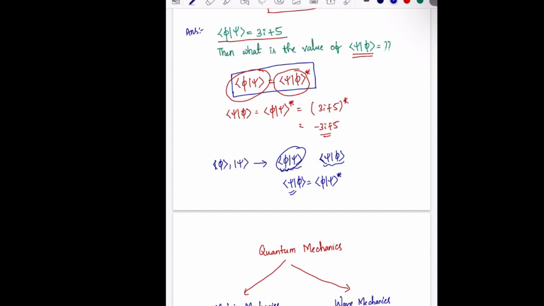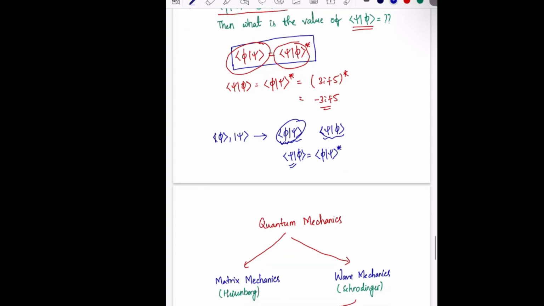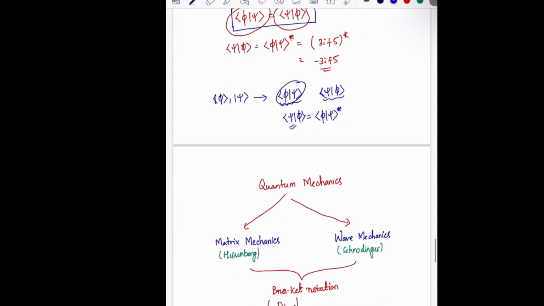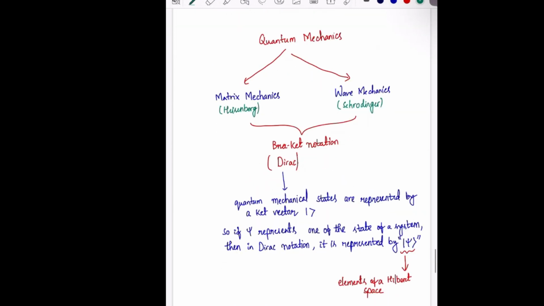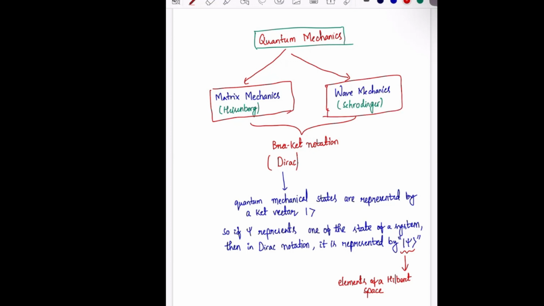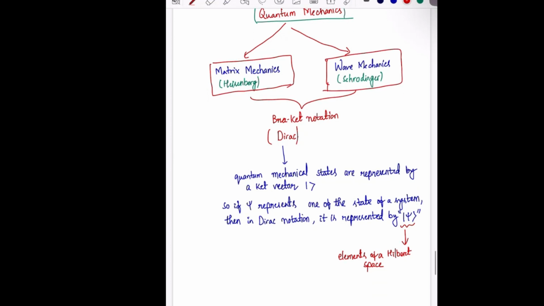So let me recall some of the concepts before starting the problems, those related to today's problem solving section. There are two formalisms used to describe systems in quantum mechanics. One is matrix mechanics, which was given by Heisenberg, and the other is wave mechanics, which was given by Schrodinger. So these are two formalisms.